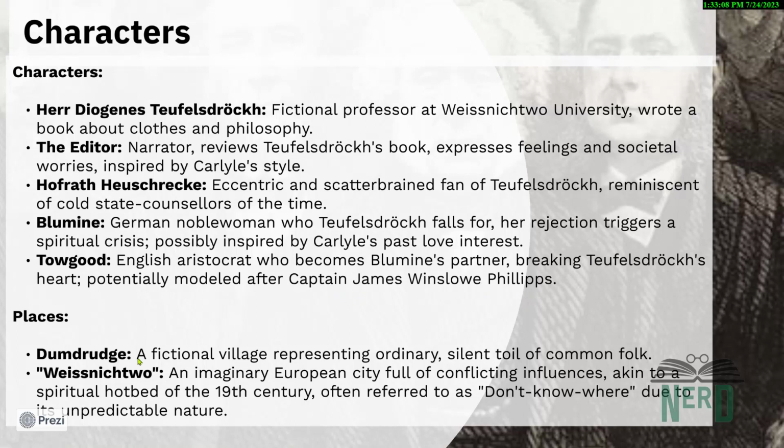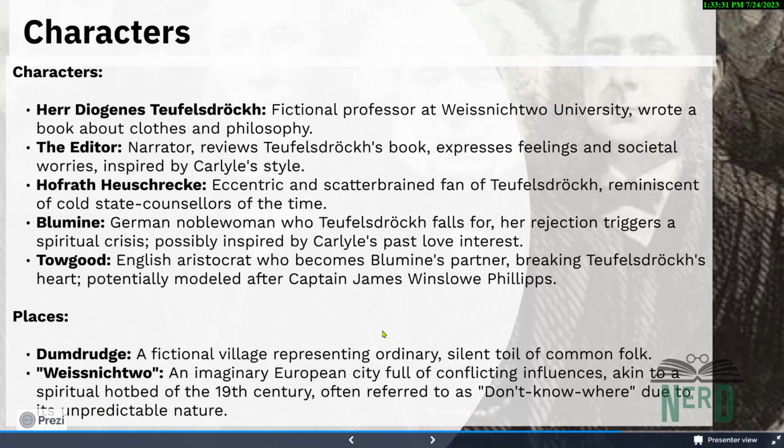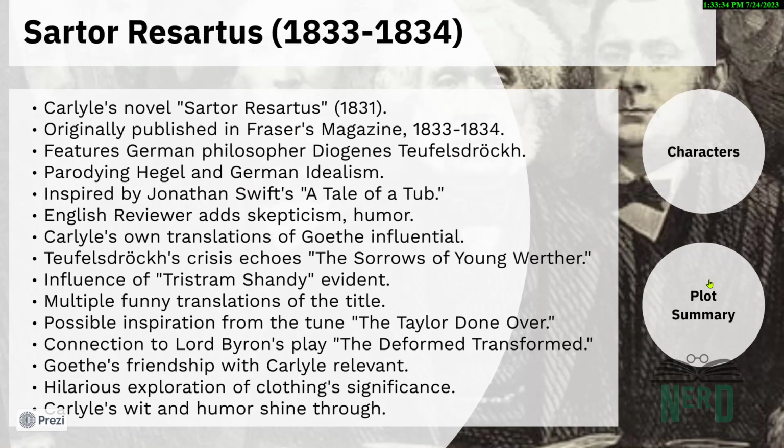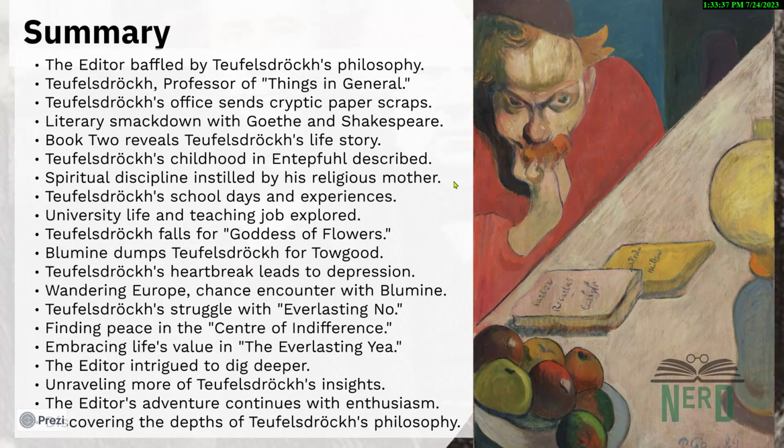Philip. Then we have two places. One is called Entepfuhl, a fictional village representing the ordinary silent toil of common folk. Again, we have Weissnichtwo, an imaginary European city full of conflicting influences, akin to the spiritual hotbed of the 19th century, often referred to as "don't know where" due to its unpredictable nature. So that is the characters. Now we'll move to the plot.